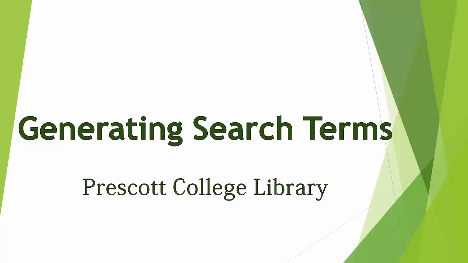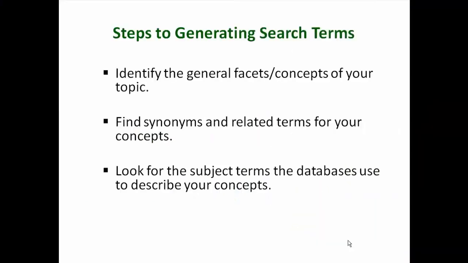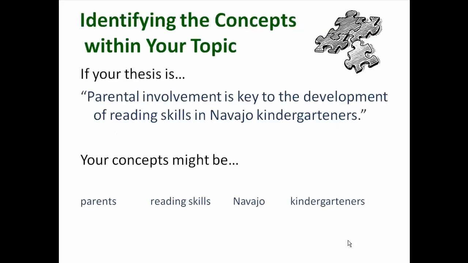This is vital to successfully finding articles about your topic, because even if you've chosen the perfect database and there are many articles about your topic, if you're not using the words that the database uses, you may still be getting 0 results. The steps to generating these successful search terms is first to identify the facets or concepts of your topic, then to think of synonyms and related terms that describe your concepts, and then to look up the subject terms within each database and see what they use to describe these concepts.